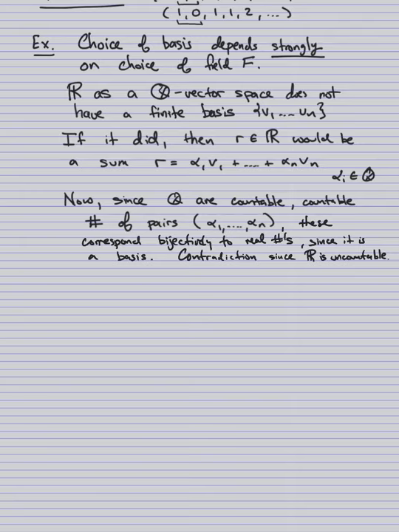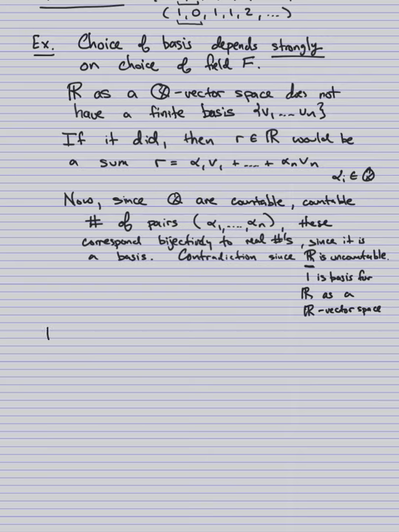So of course, notice the real numbers as an R vector space just have a one-dimensional basis, namely, 1 is a basis for R as an R vector space. Okay, so it just kind of unsurprisingly depends strongly on what field you're using.